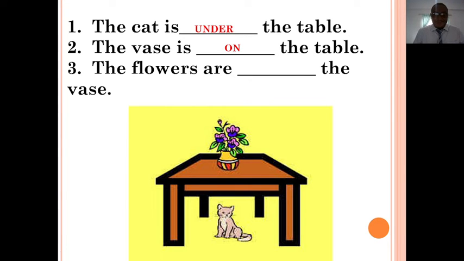Number 3. The flowers are the vase. So where are the flowers? The flowers are in the vase. So one more time. Number 1, the cat is under the table. Number 2, the vase is on the table. Number 3, the flowers are in the vase.